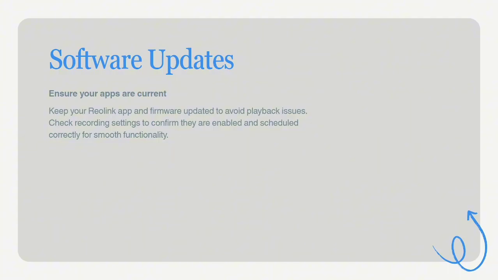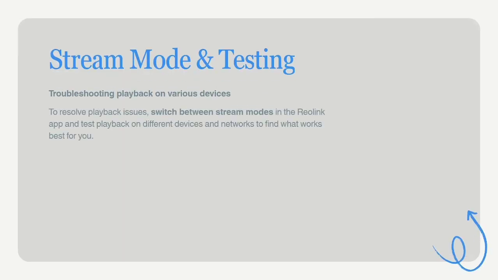For NVRs, you can swap cables or try different camera ports to rule out any hardware failure. And that's how you can fix Reolink Playback that is not working. Thank you for listening.